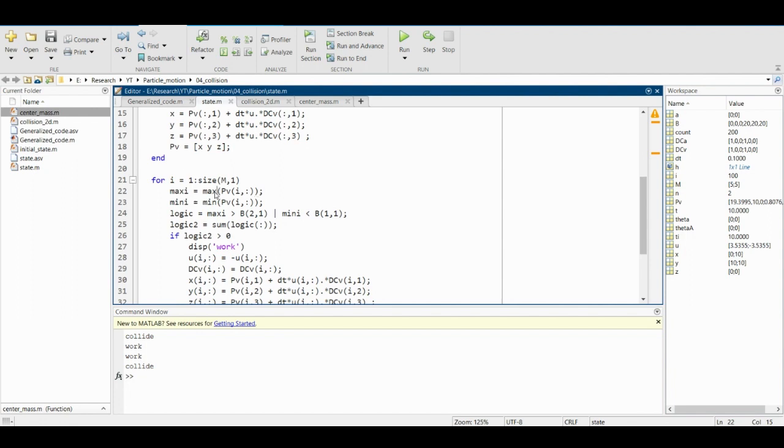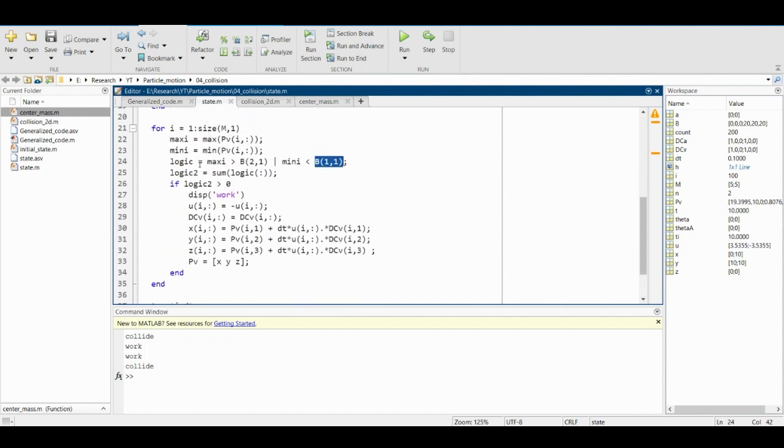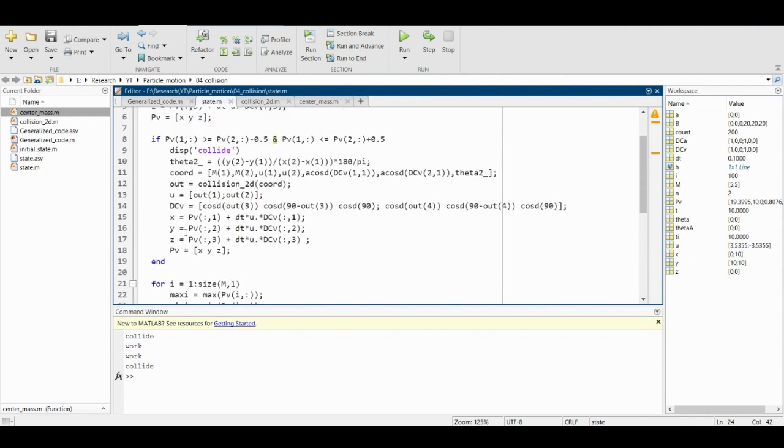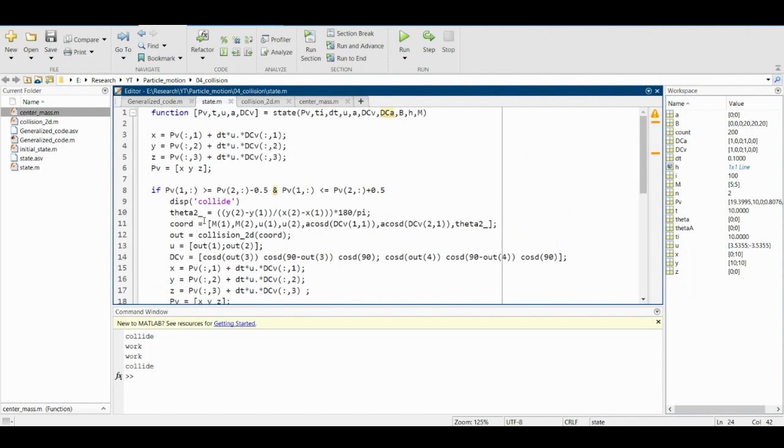I just created that the maximum of the position vector for a particular particle should not be greater than 20. That's what it's saying. The maximum of the position vector of the particle should not be greater than the bound, which is 20, and the minimum of it should not be less than this. If it is, then the boundary collision will occur, and you already know what will happen after it occurs.